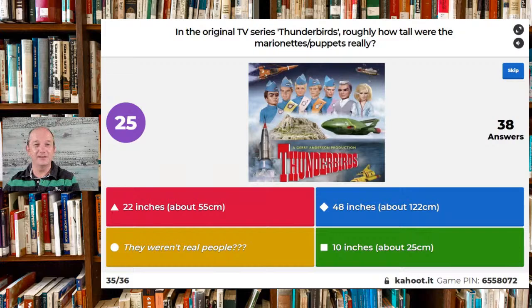So, a slightly off the wall question about Thunderbirds. How tall were they? And were they marionettes or puppets? What do we think, people? I'm thinking marionettes.